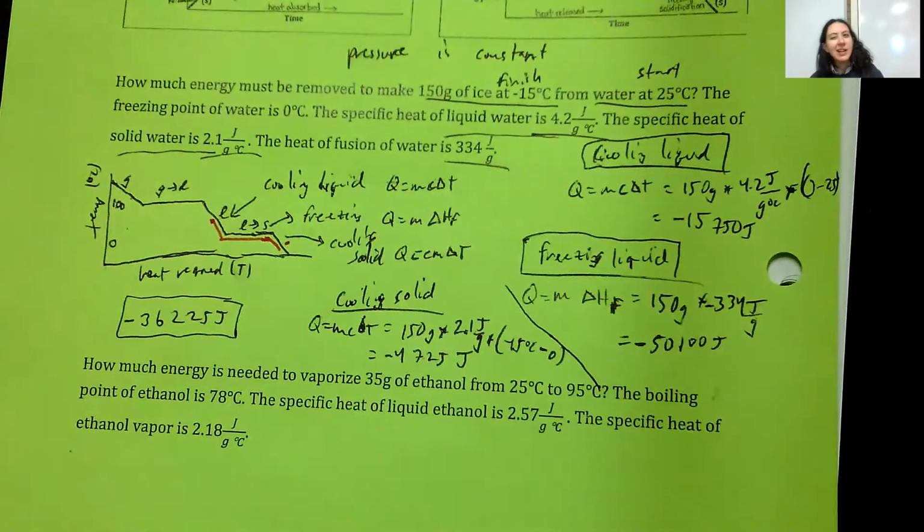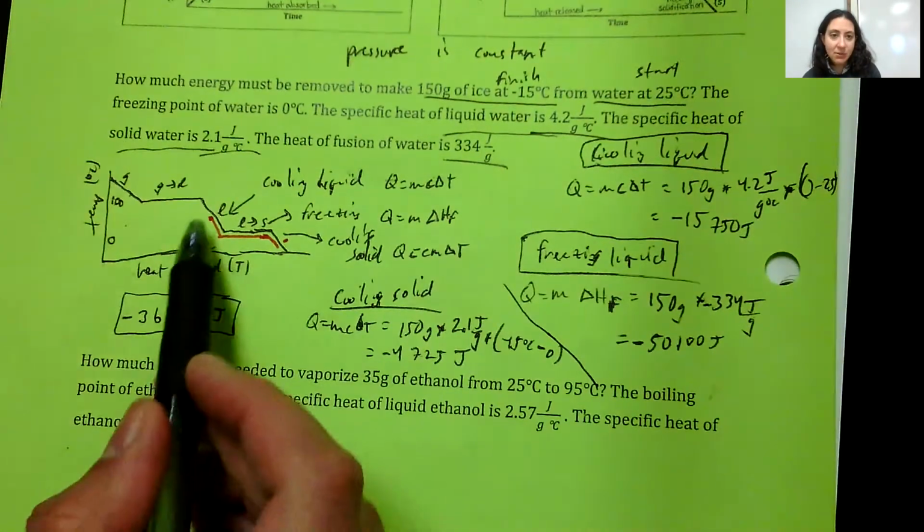Your freezer is actually probably -4 degrees Celsius. It's probably not -15, but if you had a really good freezer set to the lowest number, maybe. That's how much energy you have to remove in order to make just room temperature water, which is like 25 degrees Celsius, into ice. And 150 grams of water would probably be a couple ice cubes. So that's a fair amount of energy right there.